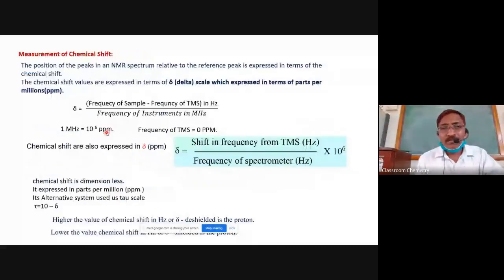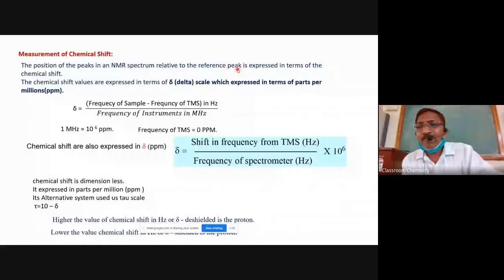Okay. Now, next is how we can measure the chemical shift. What did we say chemical shift means? It is the position of the peak in the NMR spectrum with respect to the reference peak. That means the position of your proton's signal from the TMS peak, what did we call it? Chemical shift. And in what do we measure it? They are measured in terms of the delta scale. And this is expressed in terms of parts per million.